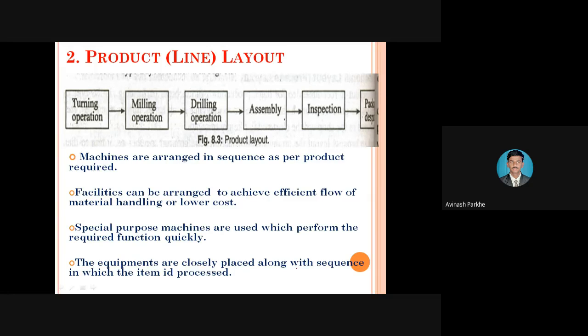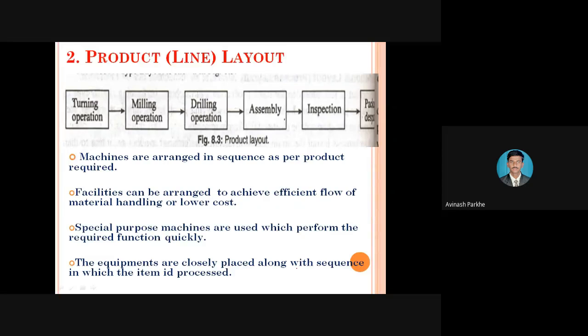All the similar type of machines are grouped together. But here, the similar type of machines are not grouped together. Here, I will set the sequence of operation, I will set the sequence of machine, and according to that particular sequence only, the raw material is converted into the finished good. Therefore, if I have to manufacture similar type of product in mass quantity, at that time this product layout or the line layout plays a very important role.